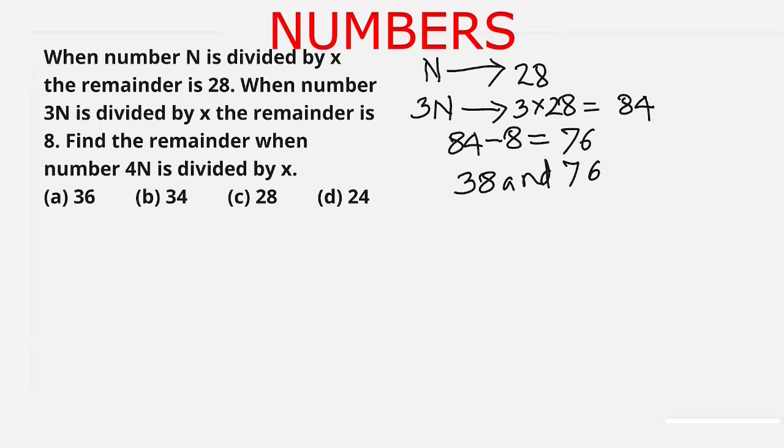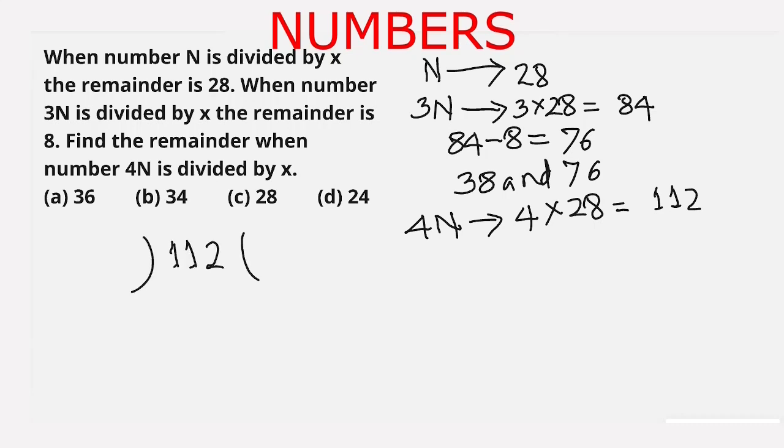Now what will be the remainder when 4n is divided by x? So 4n gives the remainder 4 times 28 and this is equal to 112. So the remainder will be whatever 112 gives when divided by 38 or 76. 112 when divided by 76, 76 times 1 is 76 and the remainder will be 36. 76 when subtracted from 112 gives us 36.